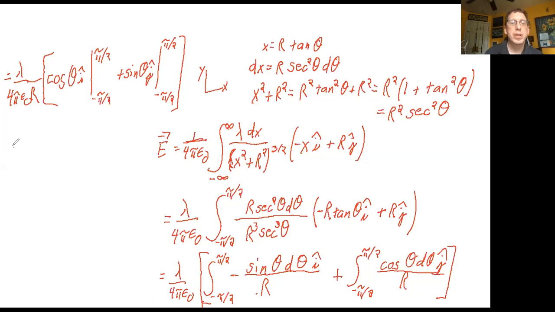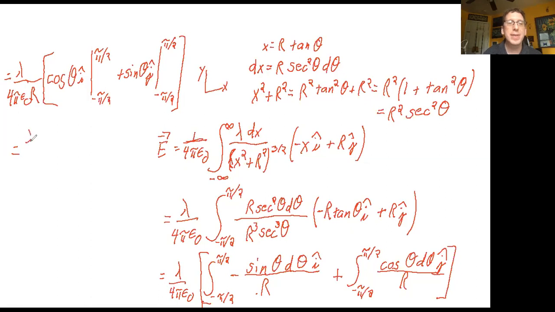So the cosine of pi over 2 is 0. The cosine of negative pi over 2 is 0. Remember, pi over 2 is 90 degrees. So again, you see that mathematically you can verify that the component in the x direction cancels out: you have positive components on the left side, negative components on the right side. They all cancel out. So the net electric field only points in the j hat, or the positive y direction, so directly up and out from the wire.